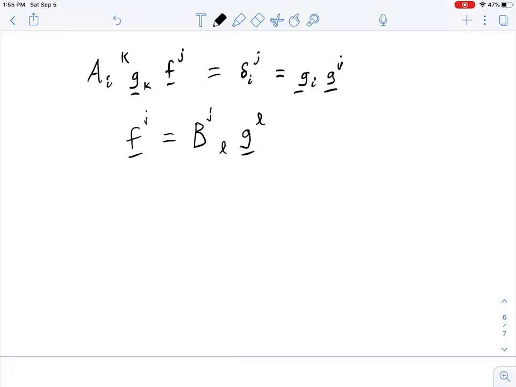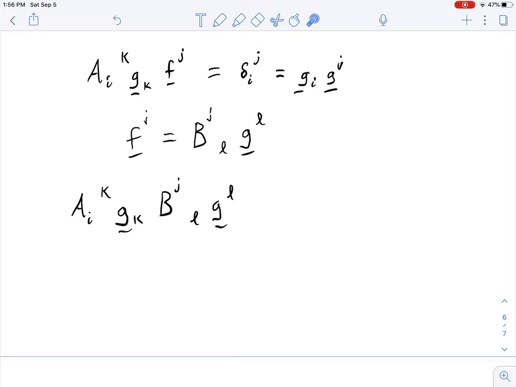So we have A_ik, G_k, B_jl, and G^l. Let's make that k more obviously a subscript. And then G^l. So remember, these are vectors.